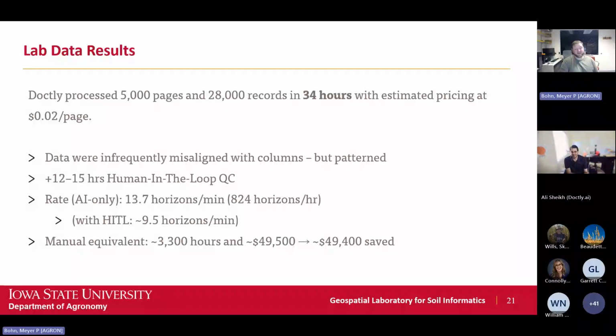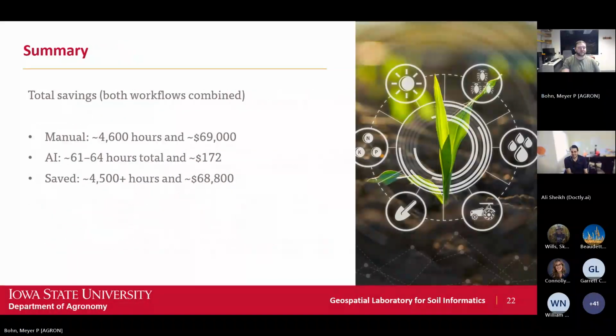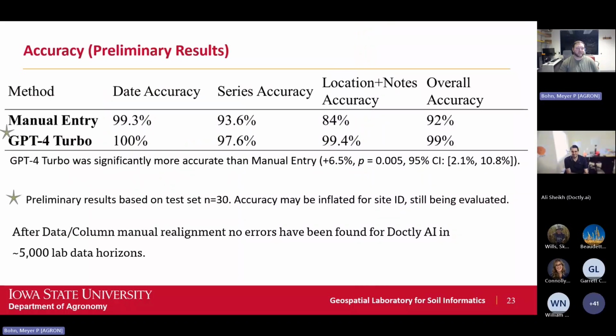But yeah, essentially, if you adjust for me being in the loop, I was doing 10 horizons a minute, and it's estimated that would be like $100 normally. And at our rate, it was around 50 grand. So with the total savings across the two methods, we had saved 4,500 hours in man time and yeah, $68,800, which is, yeah, mind-boggling.